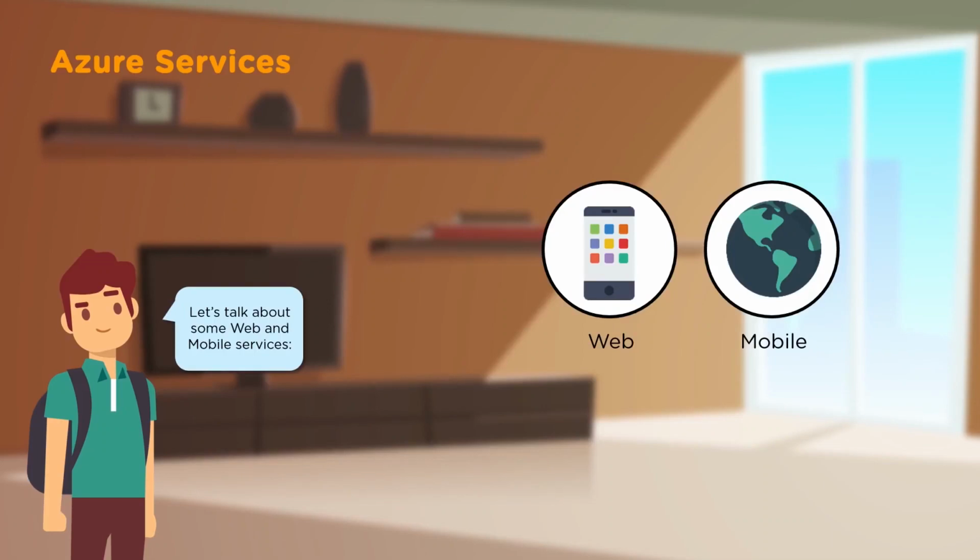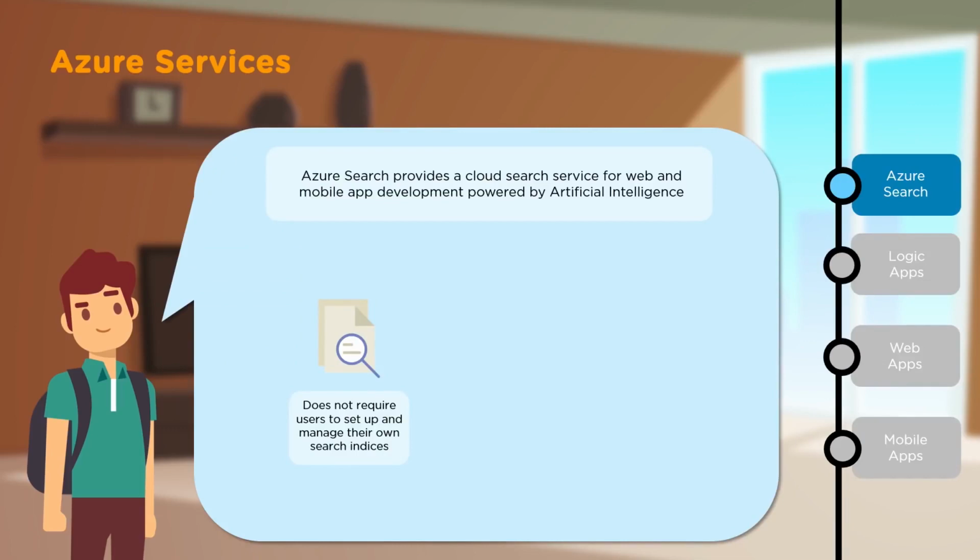Next, let's have a look at some web and mobile services. First, we have Azure Search. With Azure Search, you get a cloud search service which is powered by artificial intelligence. With this, you can develop web applications as well as mobile applications. Now one big advantage is that you don't have to set up or manage your search indices. Azure takes care of that. And by extension, it increases your development speed.